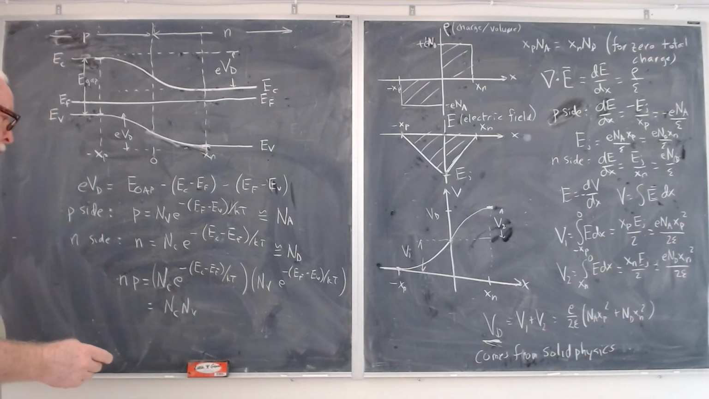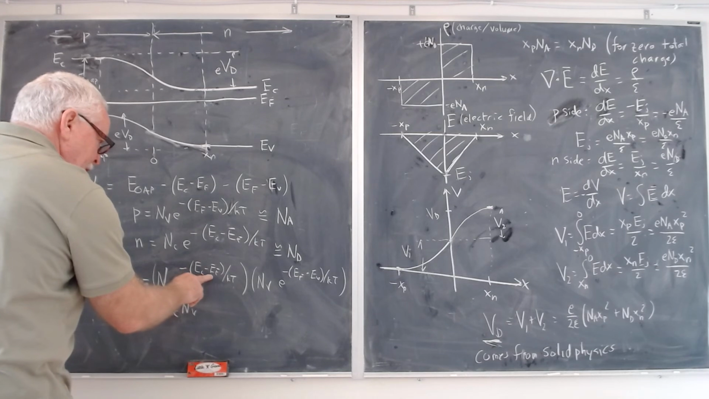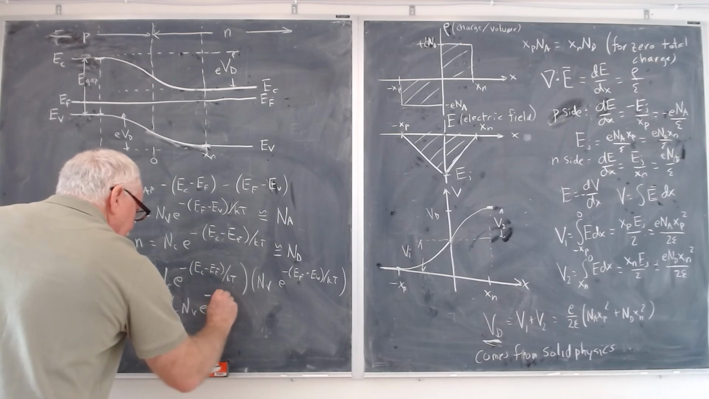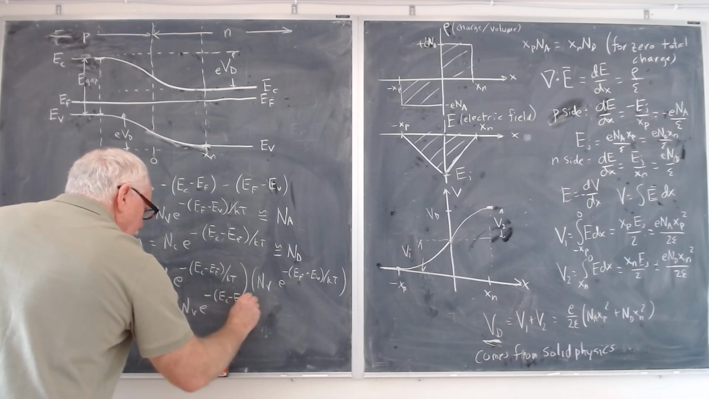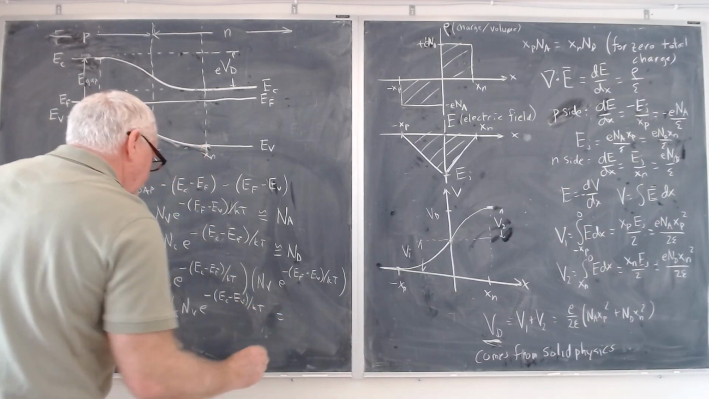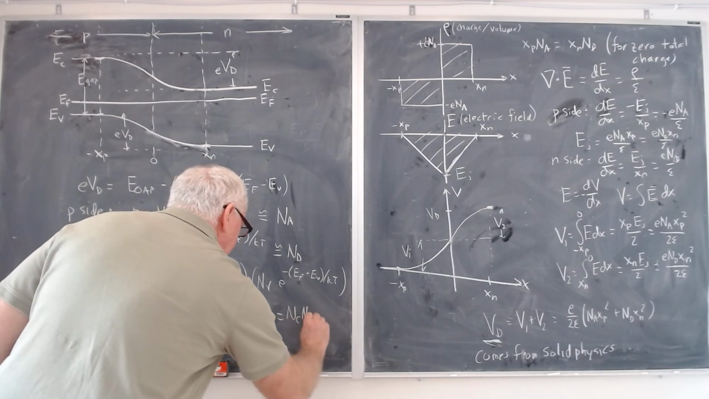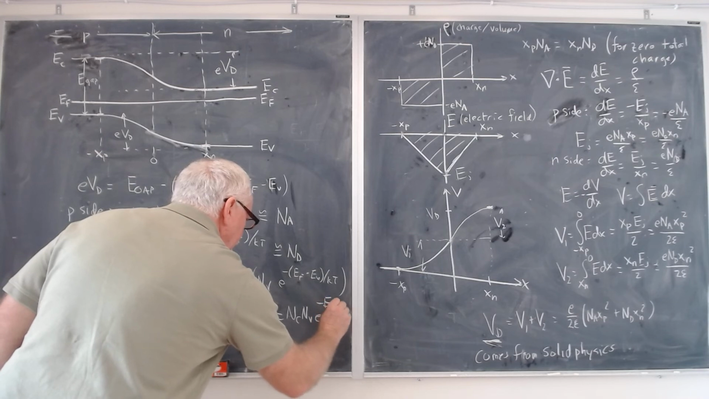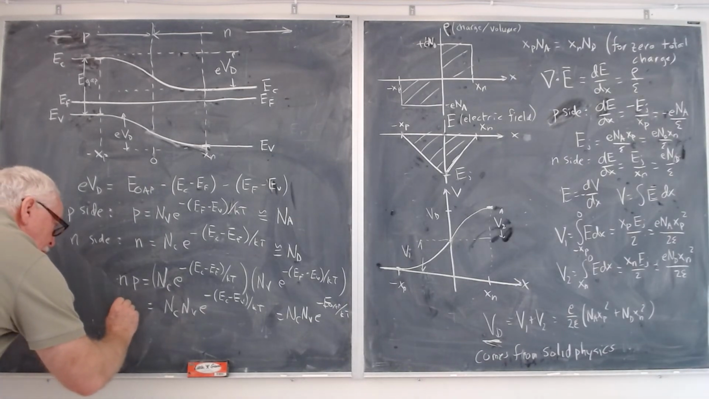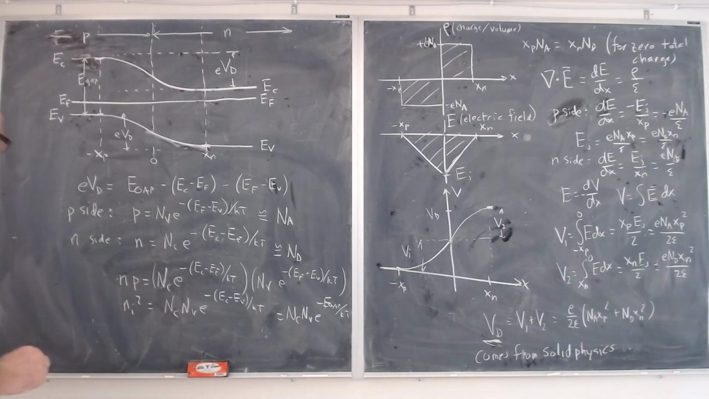Now again, do this at home, and you see since this has a positive E F, that cancels that one. So this becomes negative E C minus E V. This is a review, we've covered this. So that's equal to N C N V e to the negative E gap over kT. But of course, that's equal to N i squared, as we've gone over, because NP is equal to N i squared always.